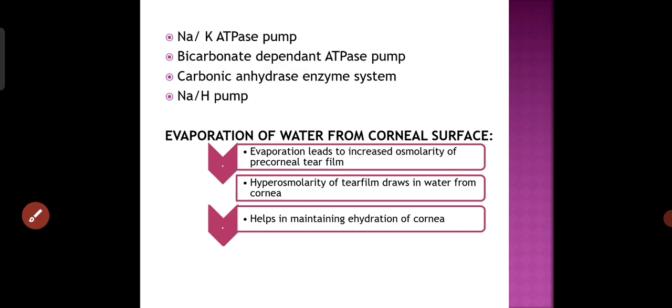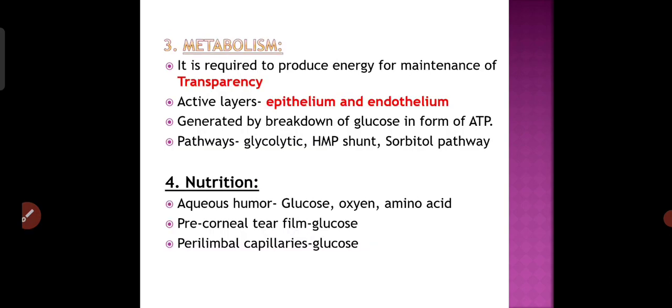This is the same thing that's written for the evaporation of water from the corneal surface. Coming to the metabolism part, it is required to produce energy for maintenance of transparency and hydration both. There are 2 active layers participating in this. These are the epithelium and endothelium.